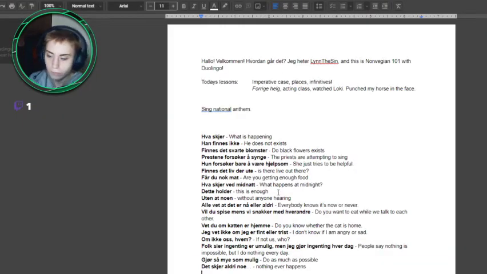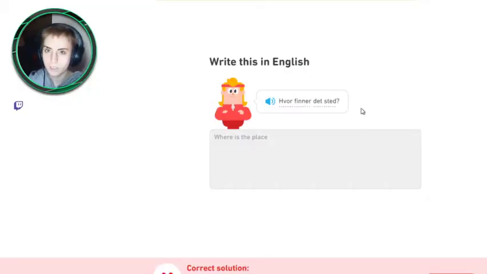Finner sted. Where is taking place? Okay. Because if you break it down word per word and translate it, it doesn't really make sense. But altogether, where does it take place?